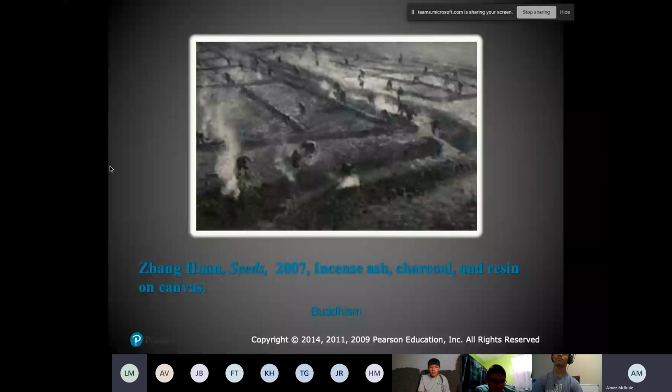The smoke is basically, I don't know how to explain it. It's showing you that, so it's taking the ashes from the incense used to carry the prayers to heaven. It's putting it on a canvas. Yes, that is exactly it.